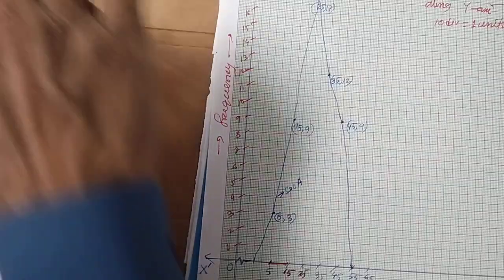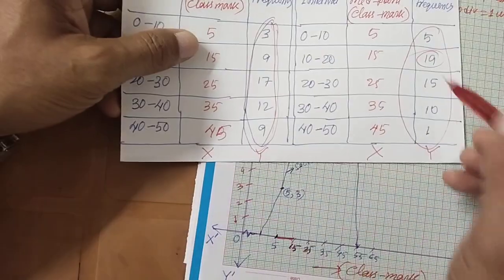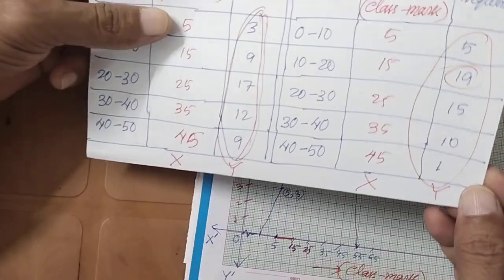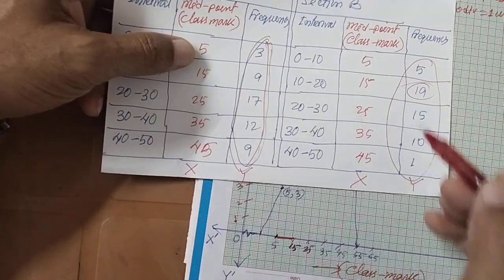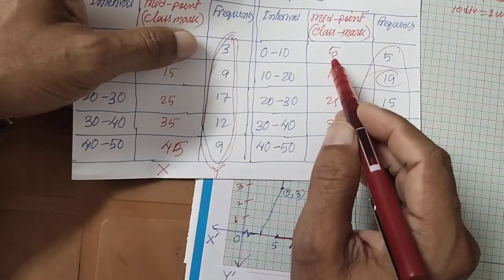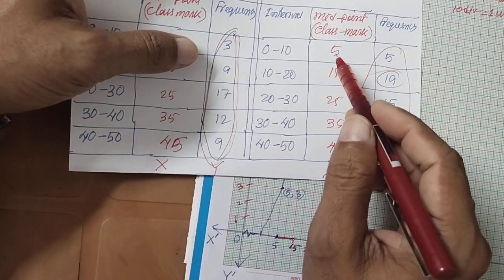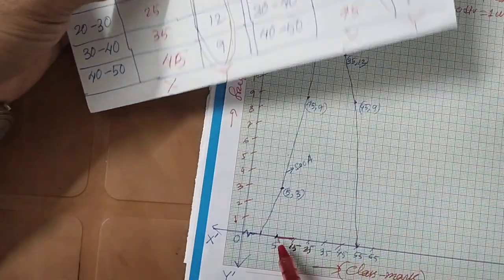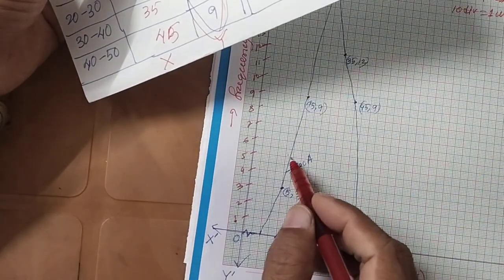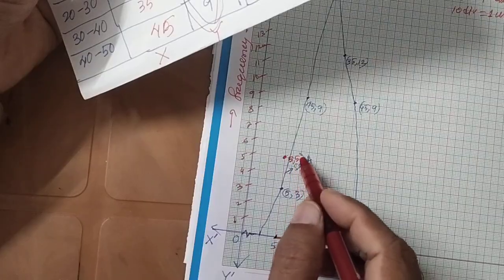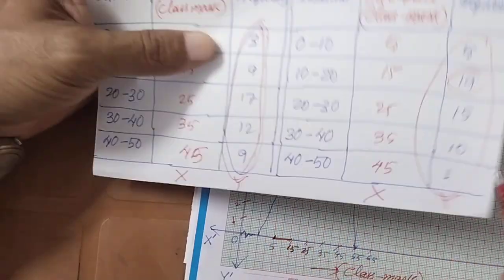Now in the same graph paper we have to draw the graph for section B. I'll draw with red ink, so it will be easy to identify the difference. For section B, when the midpoint is 5, frequency is 5. So this will be the first point, 5, 5. I'll write here along x 5, along y also 5.